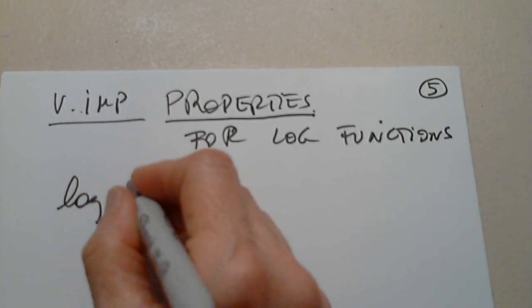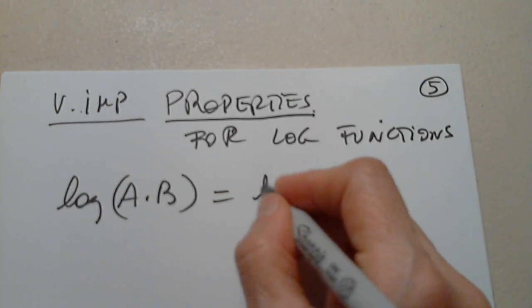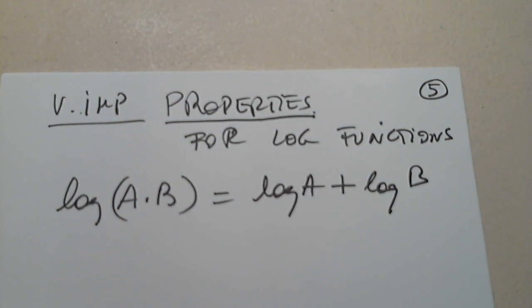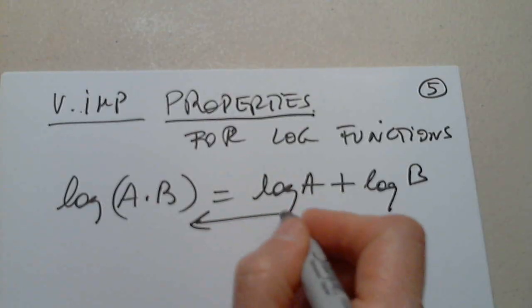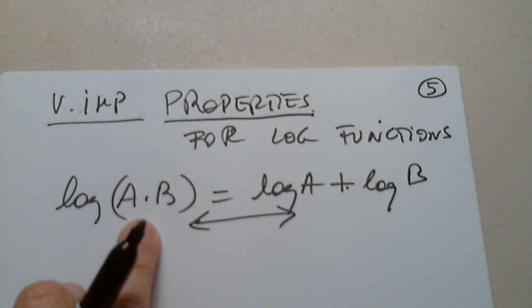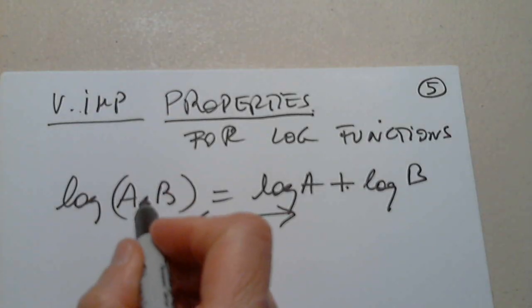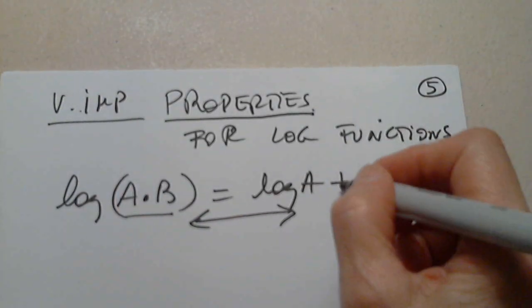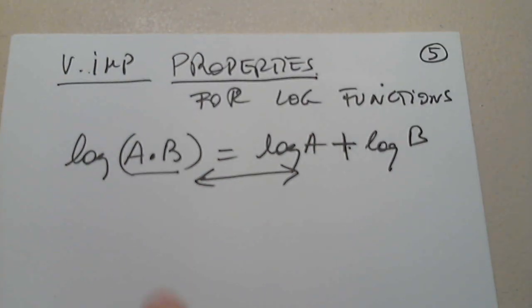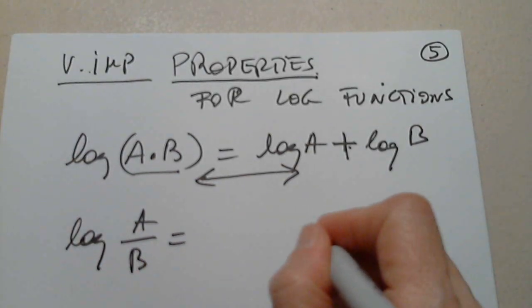Log applied to a product is the sum of logs. This is from your past experience with algebra. Back and forth. If I have a sum of 2 logs, I can clearly write this. This is not log of A times log of B. No. This is log applied to a product, which is the sum of the log of A plus log of B. This is the product rule. The quotient rule is identical, but it has minus in between.